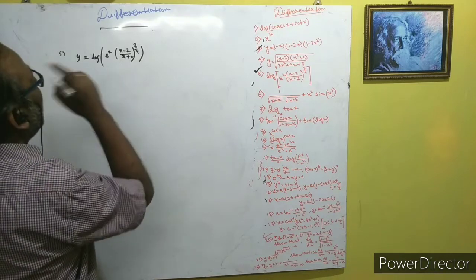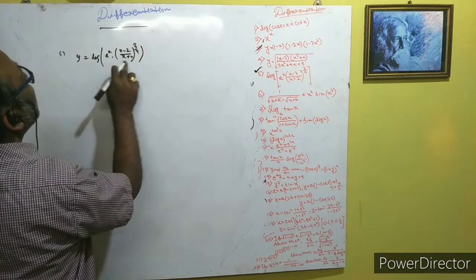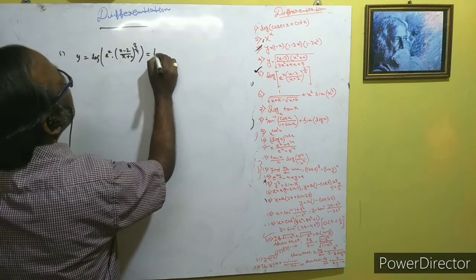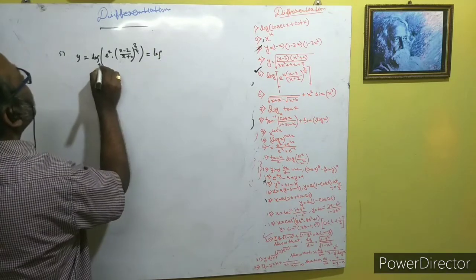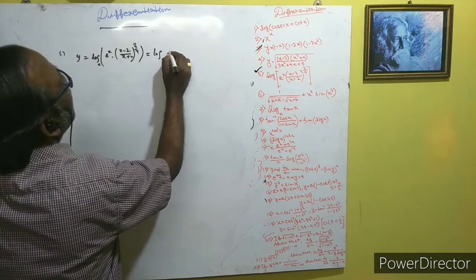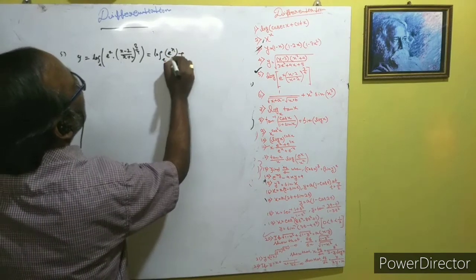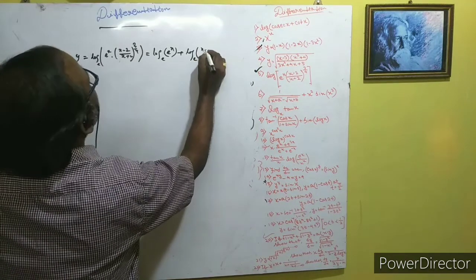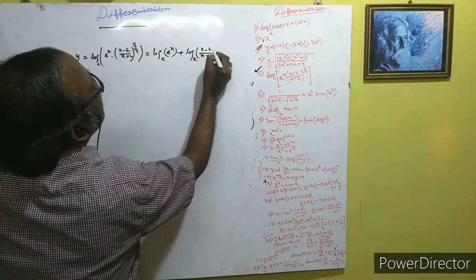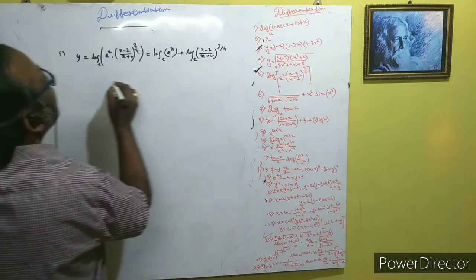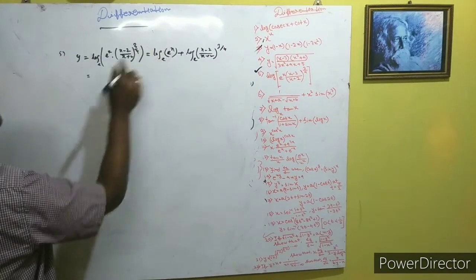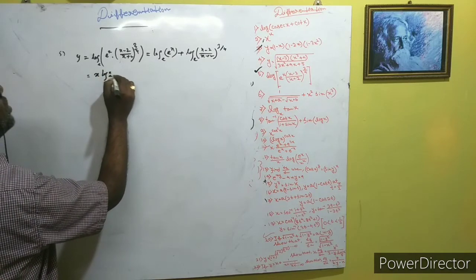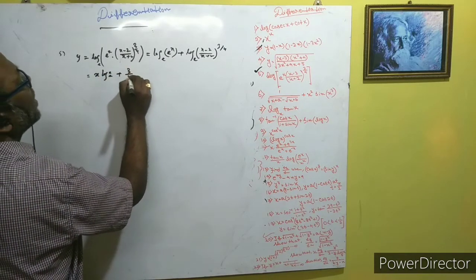See, as it is a log, we can apply the product rule, log of a into b, that is log a plus log b here. Students, there is a base e to the power x, plus log to the base e of x minus 2 by x plus 2 to the power 3 by 4. So this is equal to x, and log of e base e is 1. So this is log base e, and this is here 3 by 4.